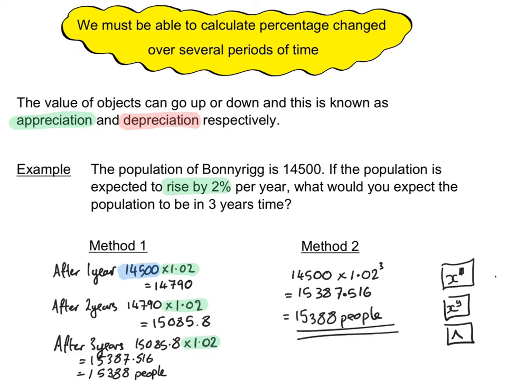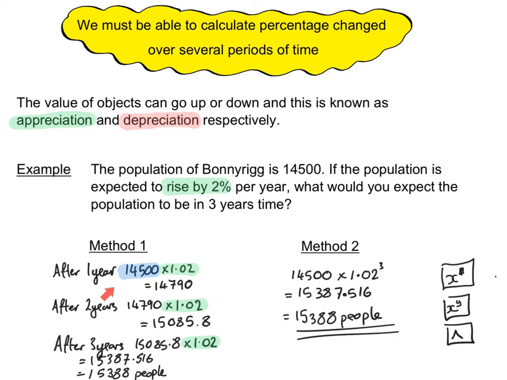Now, looking at the two methods, obviously we can see method 2 here is much quicker, and method 1 takes a lot longer. Okay, so we're doing it as 3 separate stages. So why would I want to use method 1 when method 2 is much more efficient? Well, method 2 doesn't give us as much information as method 1. Method 1 gives us the population at each year, which in some questions will be useful. For instance, if you have a question where you're not given the number of years, but you're given, say, a target population, then you're going to need to work year by year.